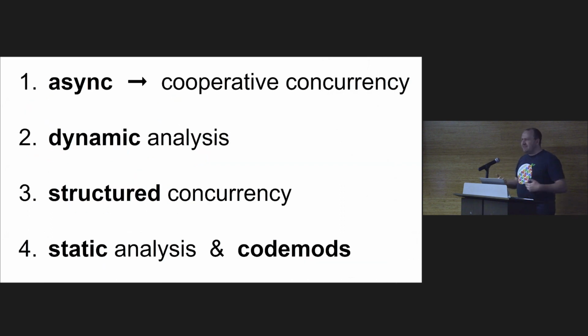So, I'm going to give the talk in 4 parts. In the first part, I'm going to talk about asynchronous code in general and what it means for that to be cooperative concurrency. This is just more words that I haven't explained yet. I know that it's coming. Then we'll talk about dynamic analysis, which is broadly speaking, the technique of running your code to check what it does. Then there's structured concurrency, a particular style. And finally, we'll talk about static analysis and code mods, the techniques of checking whether your code is okay without running it and then fixing it if it's not.